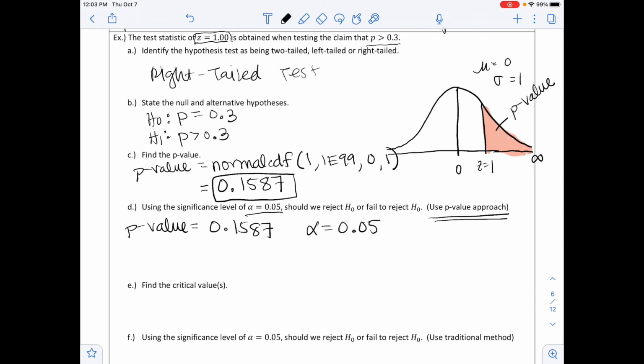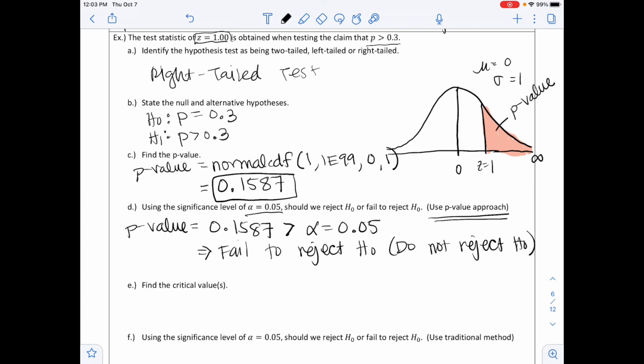And so we can see that the p-value is definitely greater than alpha. And since our p-value is greater than alpha, this means that we are going to fail to reject H naught. Or again, another way to say that is do not reject H naught.